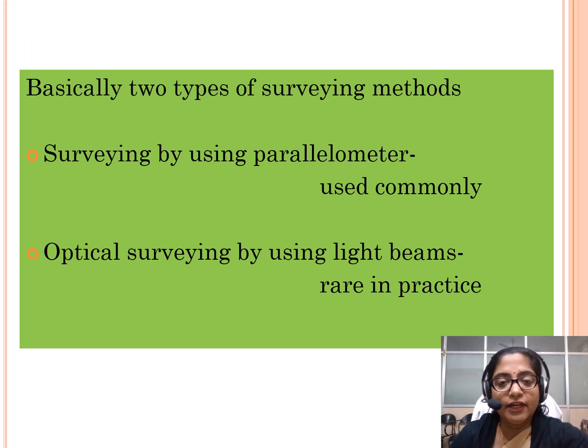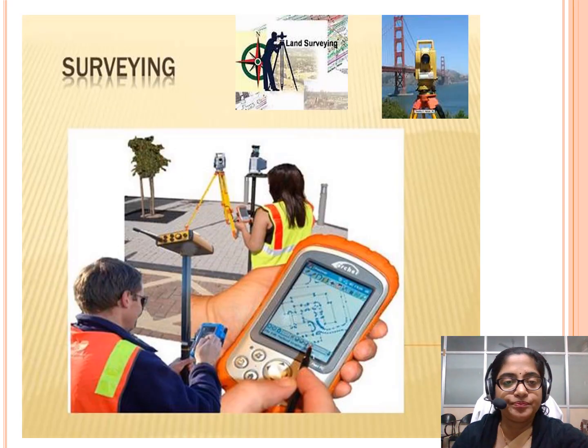There are basically two types of surveying methods. First is surveying by using a parallelometer, which is used very commonly, and second is optical surveying by using light beams, which is not that common in practice.